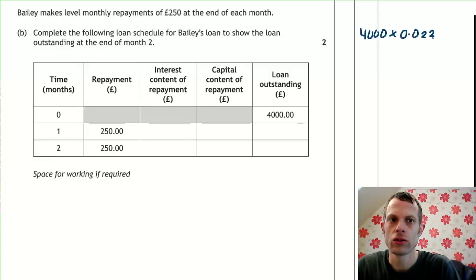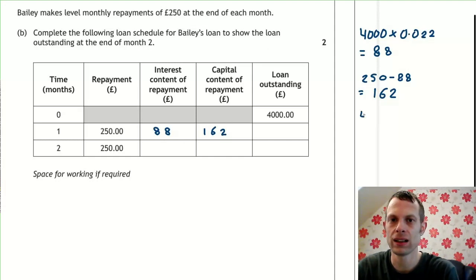So the interest is calculated on the amount of the loan that is outstanding. So we calculate 2.2% of 4,000, which would give you £88. That's the interest content. That's what you're charged to have the loan. Capital content is what is left over from the repayment after the interest. So that will be 250 minus 88, which gives us £162.